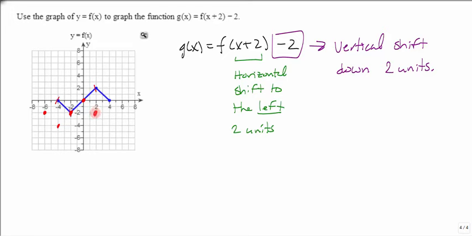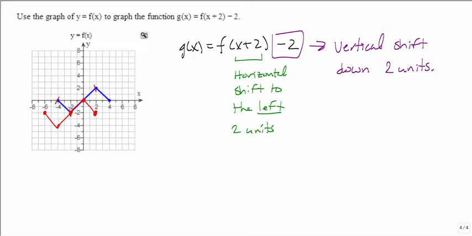So some of these have ended up covering the other points that were there, but when you look at this graph, you can see it's an exact replica of the blue graph, shifted 2 units to the left and down 2 units. And so the red graph is the transformed graph in this particular case. Now when you're transforming graphs, if it's a horizontal movement, you work with the x values. If it's a vertical movement or stretch, you work with the y values.